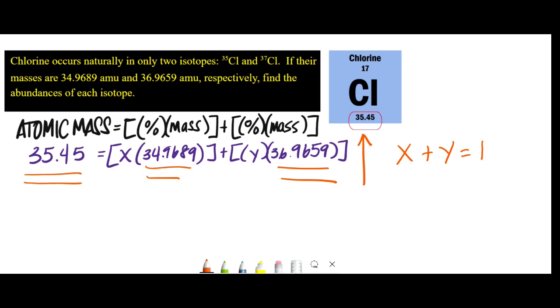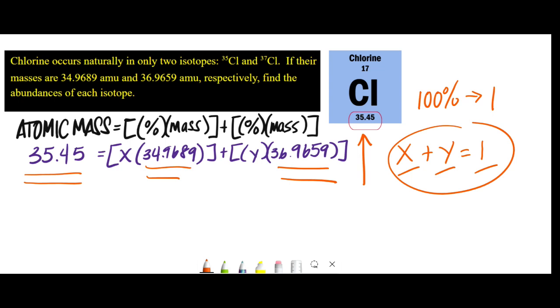But why am I not writing x plus y equals 100%? Because as you'll remember, in these calculations, our percentages are converted to decimals. And if you take 100% and you convert it to a decimal, you're just going to get the number 1. So in this case, x plus y has to equal the number 1, because 1 is the decimal or whole number representation of 100%. So now what I can do is go back into my equation and use this relationship to represent y in terms of x.